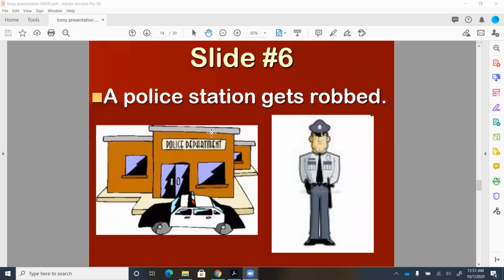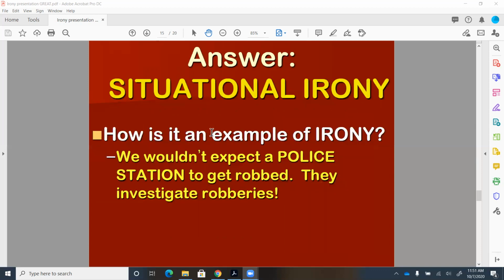Here we go. A police station gets robbed. This is similar to the fire station incident. Make your best guess, situational, dramatic, or verbal. And again, situational irony. You wouldn't expect the police station to get robbed. It could not be dramatic because we didn't know ahead of time as a reader and there were no words exchanged, so it could not be verbal.